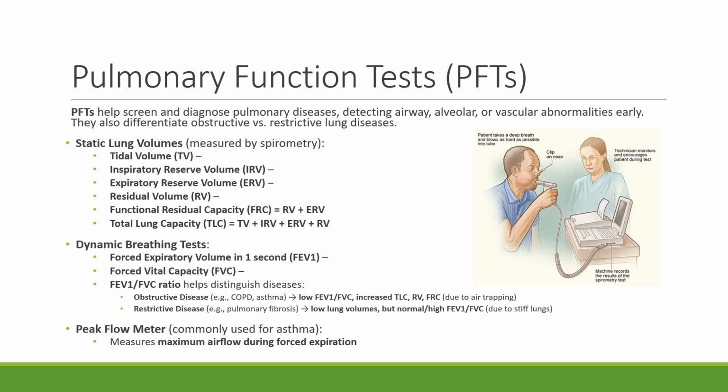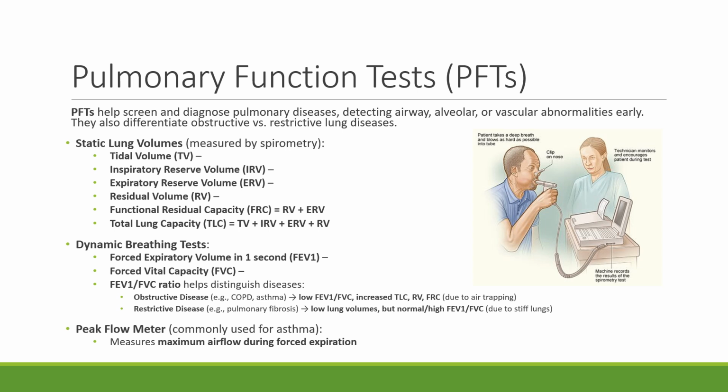plus residual volume. Dynamic breathing tests include forced expiratory volume in 1 second, or FEV1. This measures how much air can be forcefully exhaled in 1 second. Forced vital capacity, or FVC, is the total air exhaled forcefully after a deep breath. And the two combined, the FEV1/FVC ratio, helps distinguish between diseases such as obstructive diseases and restrictive diseases.